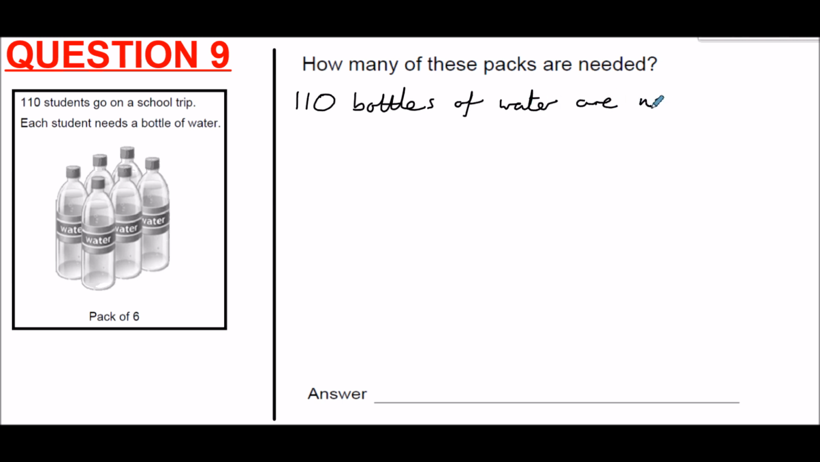I'll show you 2 ways of doing this. The most direct way is how many times do we need to buy a pack of 6 until we get at least 110. It's a case of how many times does a small number fit into a bigger number. This is going to be a division if you want to do it directly. So what we could do is 110 divided by 6.